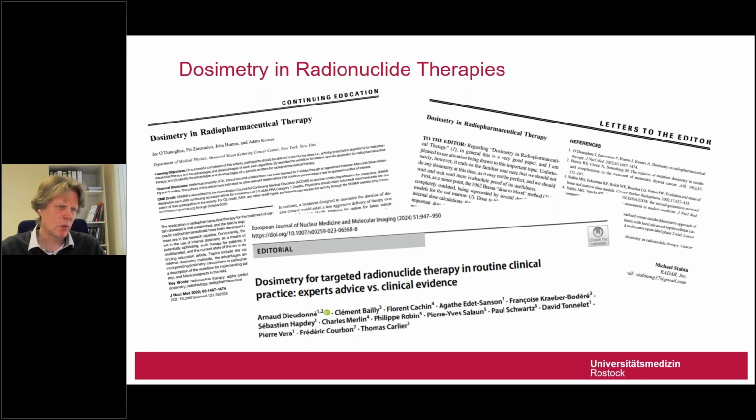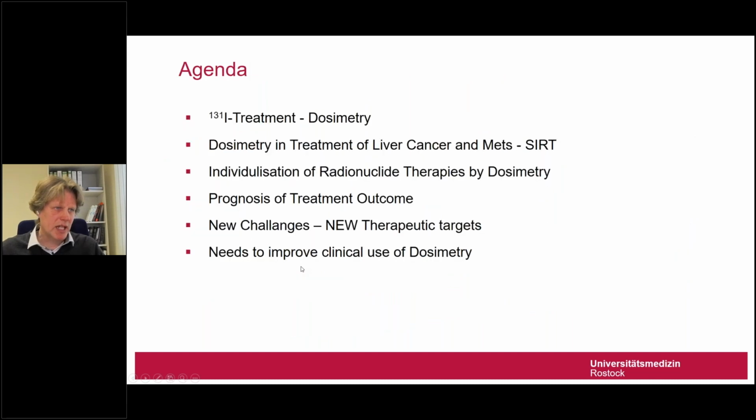And in the following minutes, I would therefore like to give some examples of the use of dosimetry in clinical practice in various scenarios. The examples are chosen freely by myself, but with the aim of demonstrating the benefits or the usefulness of dosimetry in clinical routine. So then let's start with the actual topic. Here's the agenda for the next minutes.